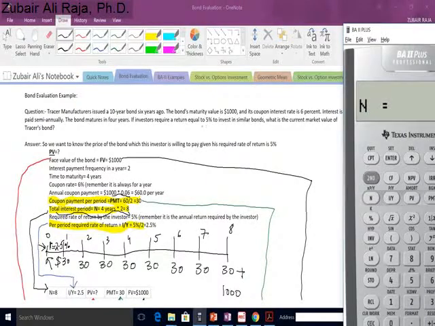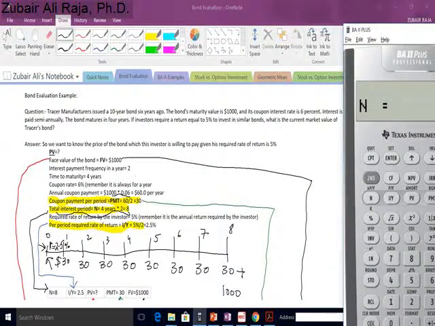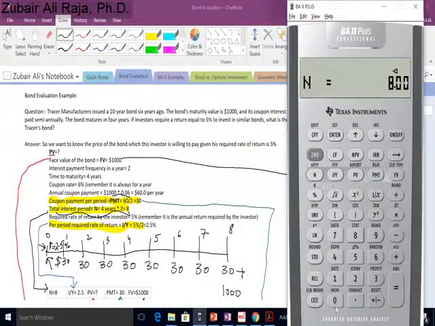His annual required rate of return to invest in this bond is 5%, but again this is an annual rate of return, so you have to convert it into a per period required rate of return. So 5% divided by 2, because interest is paid 2 times in a year, gives us 2.5%. So over here in the interest, we will punch in 2.5 and then press interest.